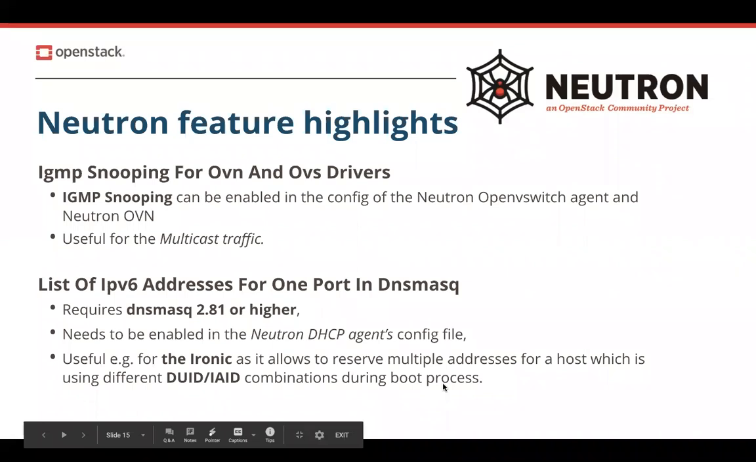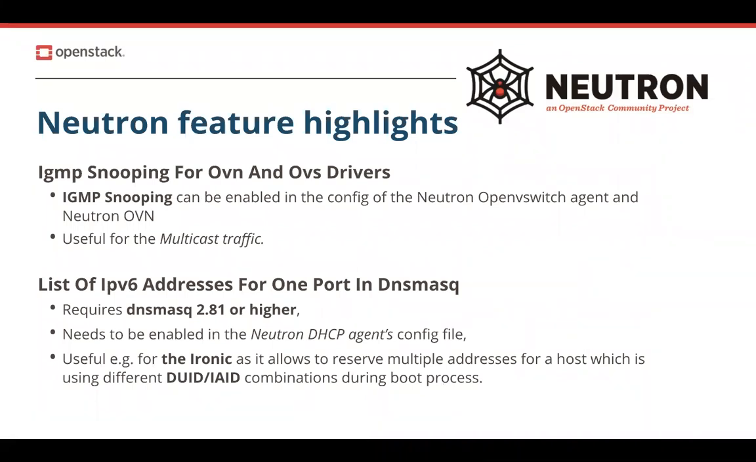Oh yeah, we have also two more things which I wanted to mention. It's support for IGMP snooping. So now an operator can enable IGMP snooping in OVS or OVN, depending on the backend driver which is used. Enabled IGMP snooping is useful for multicast traffic because OVS will only send multicast traffic to ports which are subscribed to a specific multicast group, not broadcast it to all ports. So it may reduce this multicast traffic on the bridge.